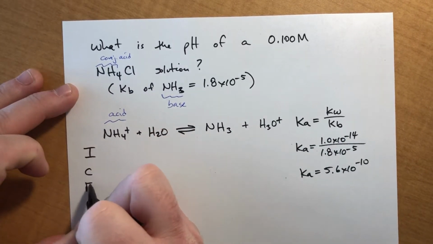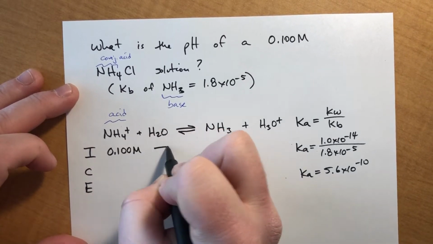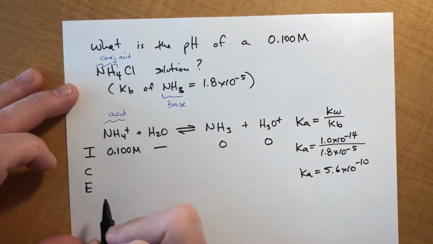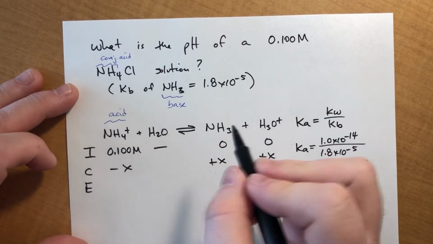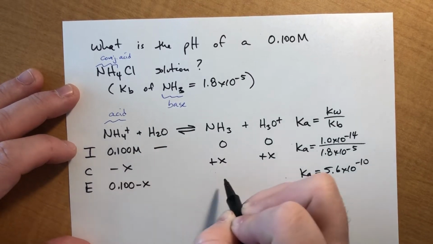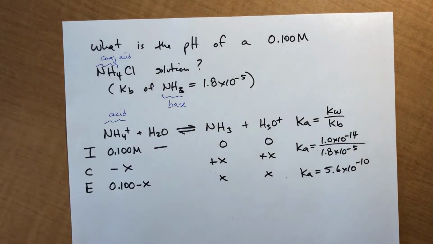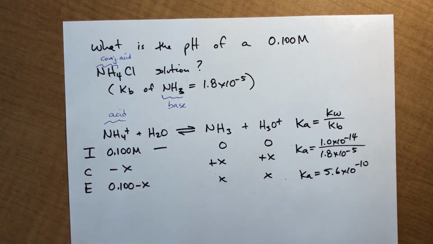Ice method. We are starting out with 0.100 molar. We can ignore water. This is 0, this is 0. This is going to decrease by some amount, and these are going to increase by that exact same amount because it's a 1-to-1-to-1 ratio. So this is 0.100 minus x, and this is x, and this is x. We need to check our assumption to see if we can get rid of this x, because obviously that would make our lives easier. So let's do that.